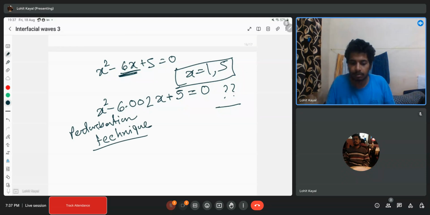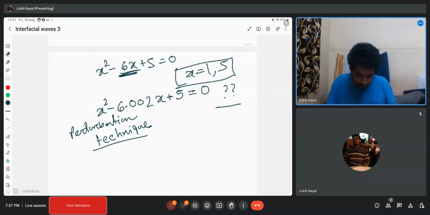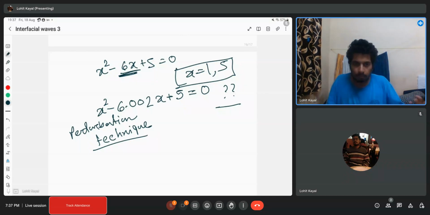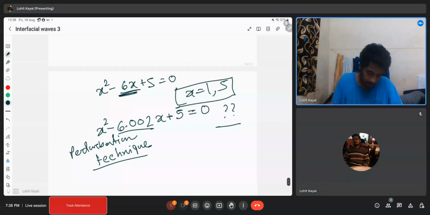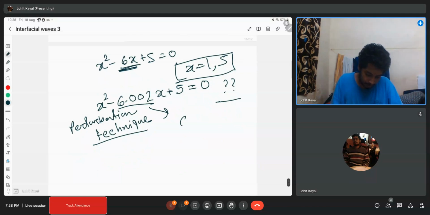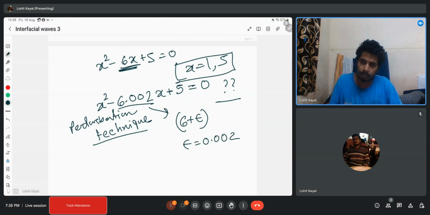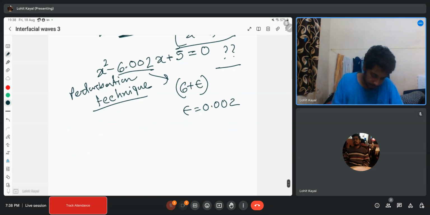In simple language, perturbation means nothing but small change. Now you have already learned how to tackle these problems. So how to tackle this? You can always take this as 6 plus epsilon, where epsilon is equal to 0.002. This is a small parameter, so perturbation theory should work.